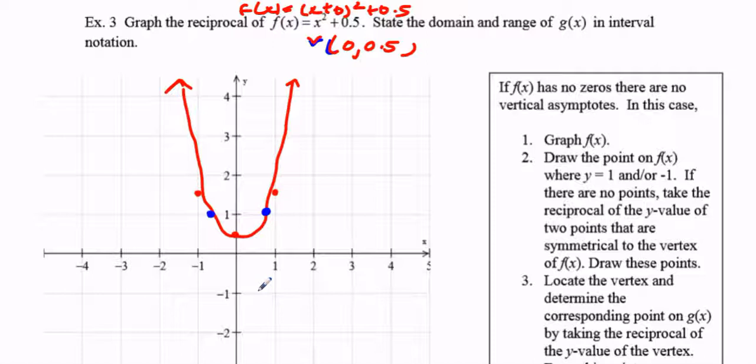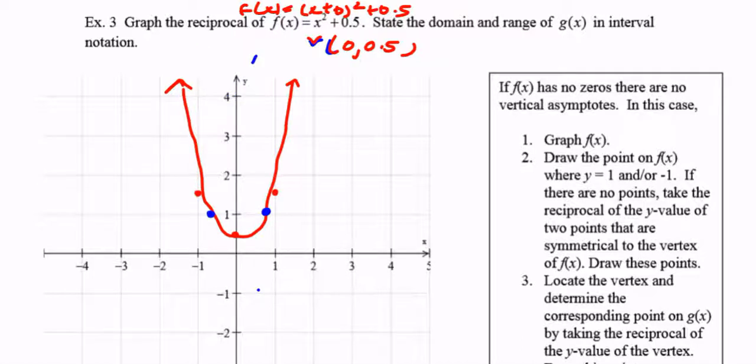But sometimes you might end up drawing a graph like starting up here, for instance. And if there were no points, then you could just take the reciprocal of a couple of points here and here, the reciprocal of the y's, and you would end up with new points on your graph. So this is a trick that you would use when you just don't have any other points, taking the reciprocal.